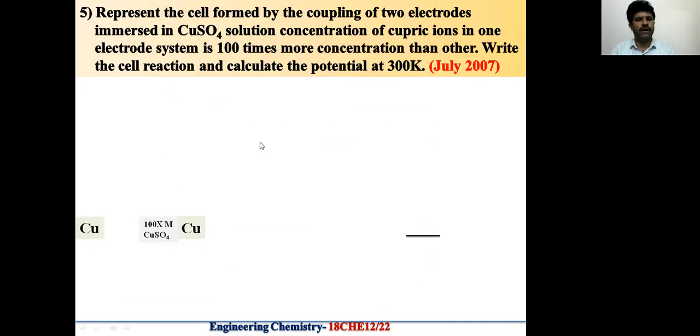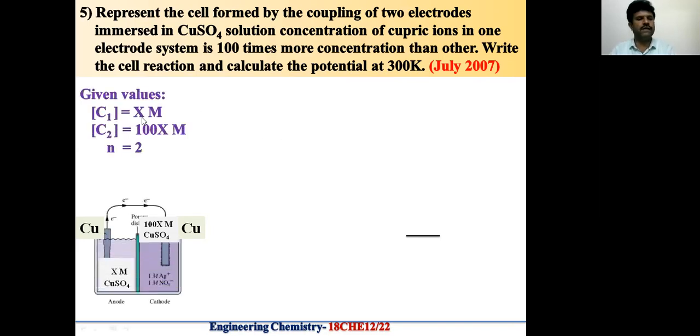Let's solve problem number 5. Represent the cell formed by coupling of two electrodes immersed in copper sulfate solution. Concentration of cupric ions in one electrode system is 100 times more than the other. Write the cell reaction and calculate the potential at 300 Kelvin. It appeared in the 2007 July question paper. The given values: C1 is x molar and C2 is 100x molar, so 100 times more concentration than the other.